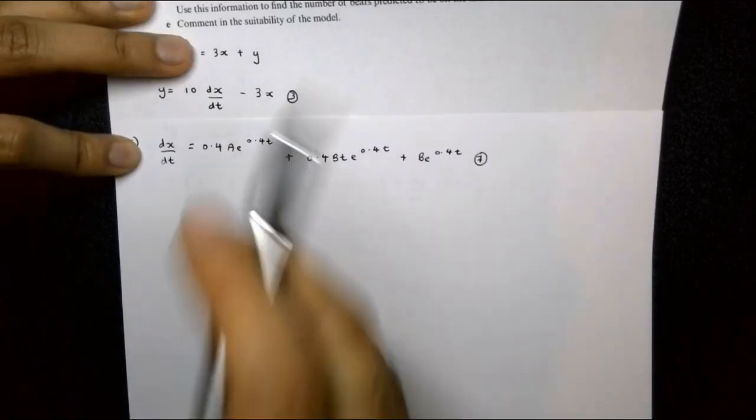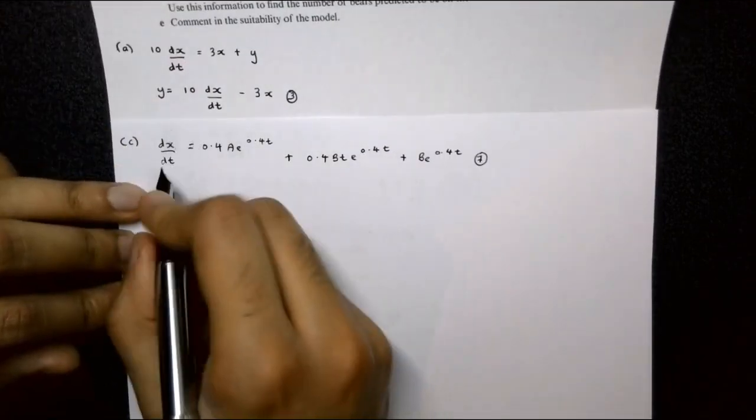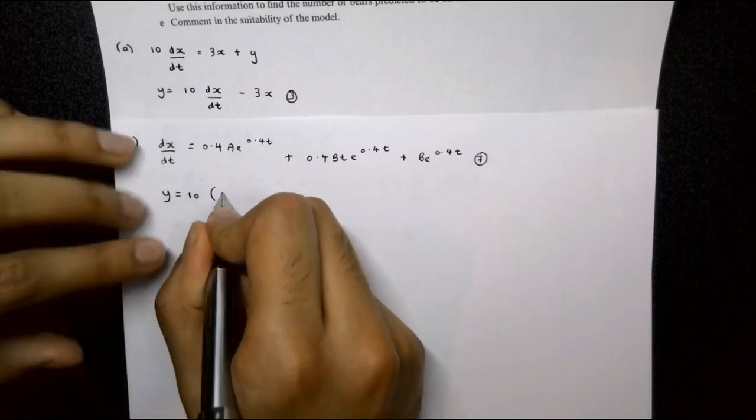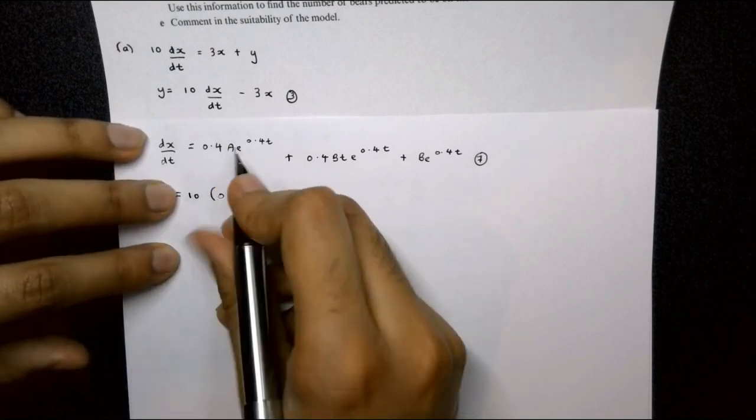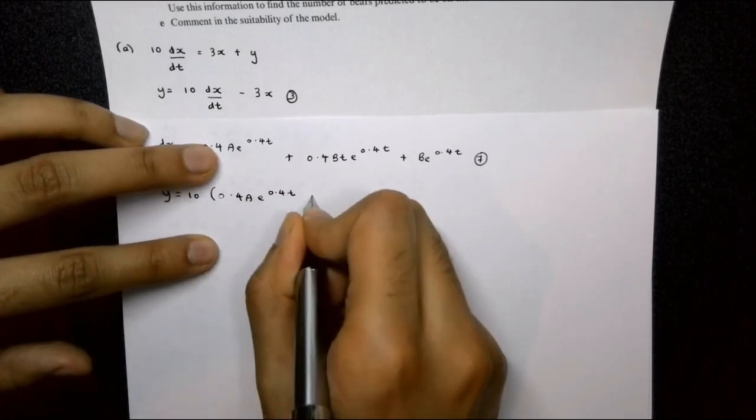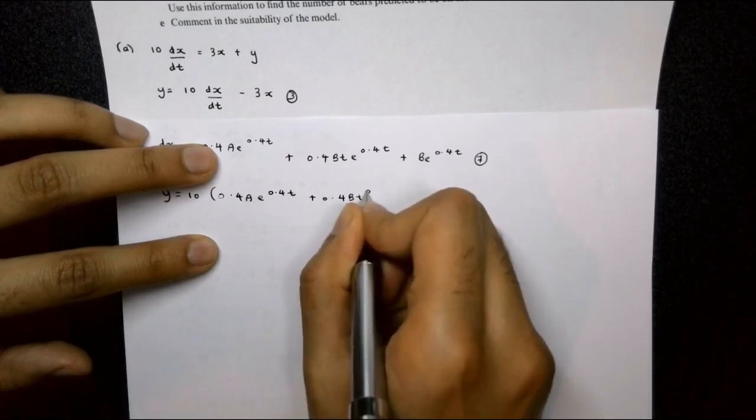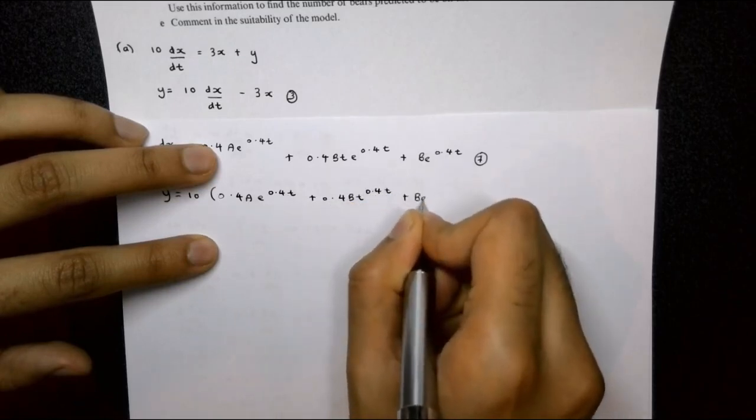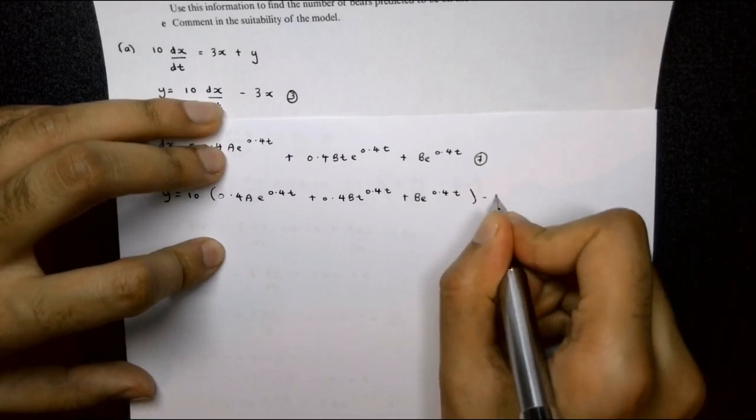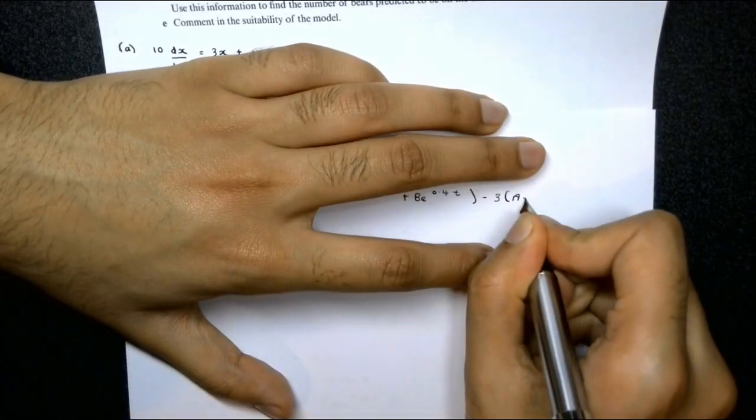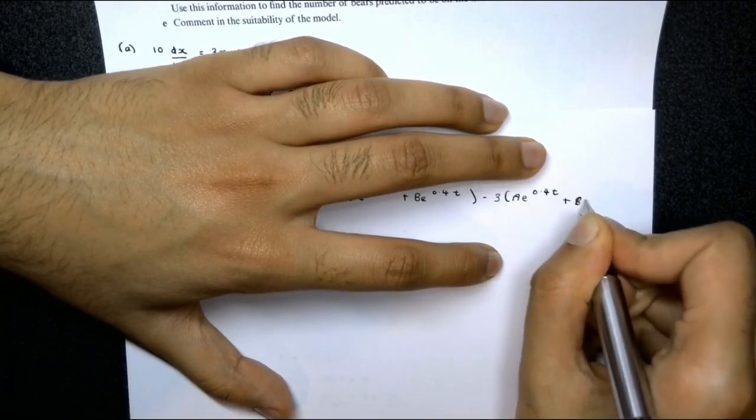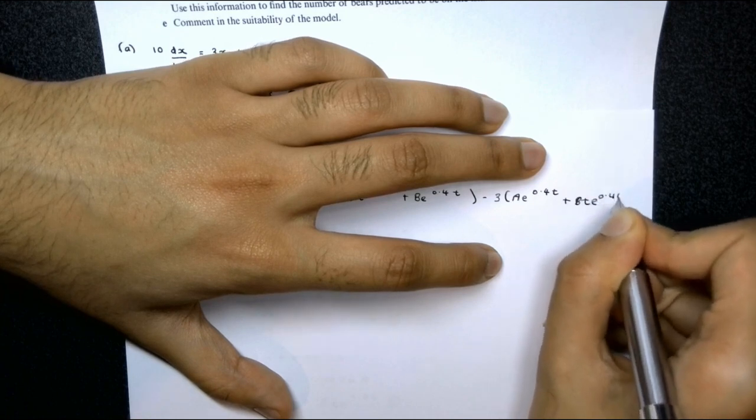So what we end up with is y equaling 10 lots of this result here, the 0.4a e to the 0.4t plus 0.4bt e to the 0.4t plus b e to the 0.4t. Then we subtract off 3 lots of a e to the 0.4t plus bt e to the 0.4t.